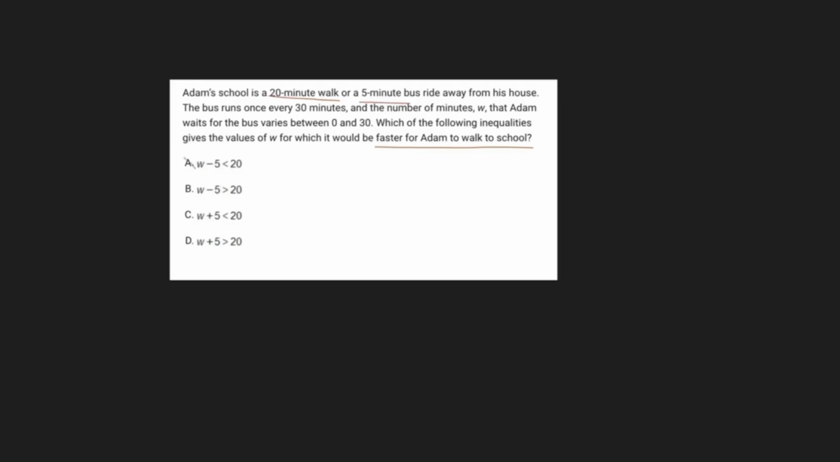So the first one is A, and then the second one is C, right? These show that 20 is greater than the left side, which we don't want. And now we're down to B or D.